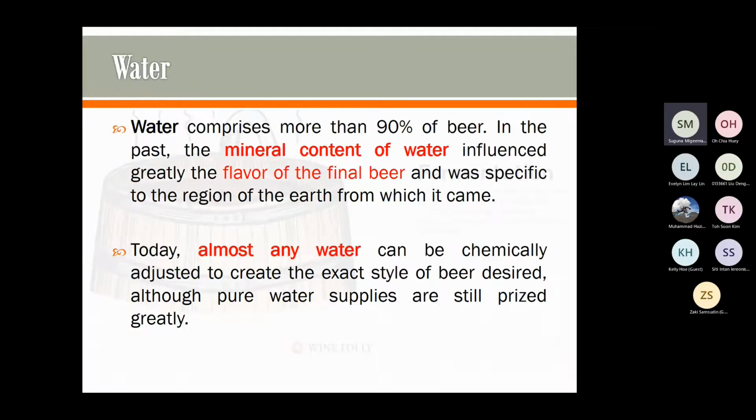We start with the water. Water comprises about 90% of the beer, and the mineral content of the water influences the flavor of the final beer. In the old days they selected the type of water to add into the beer, but nowadays almost any water can be chemically adjusted to achieve the desired beer. From there we get the type of beer that we want according to the quality.